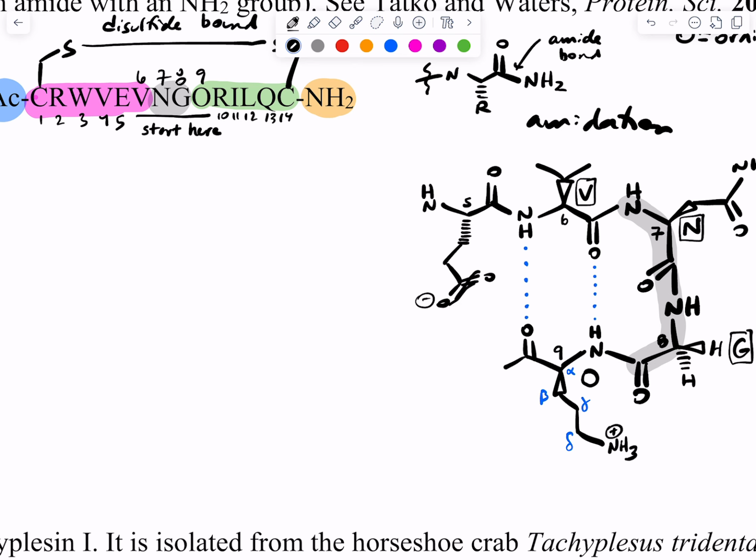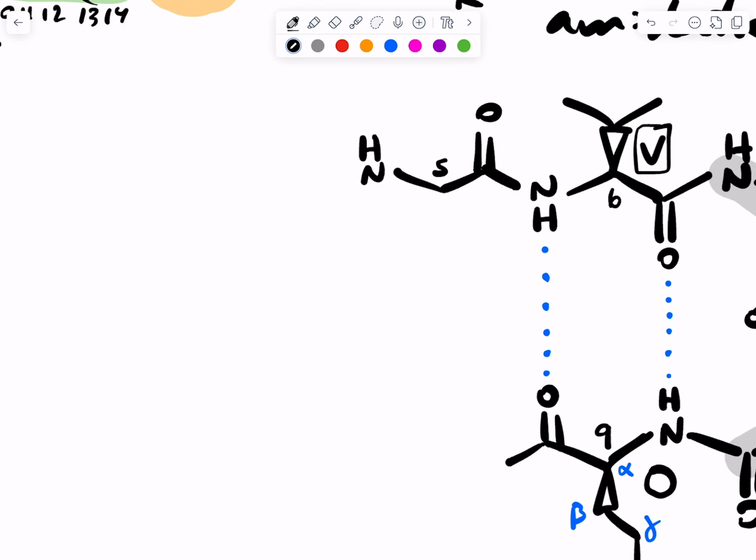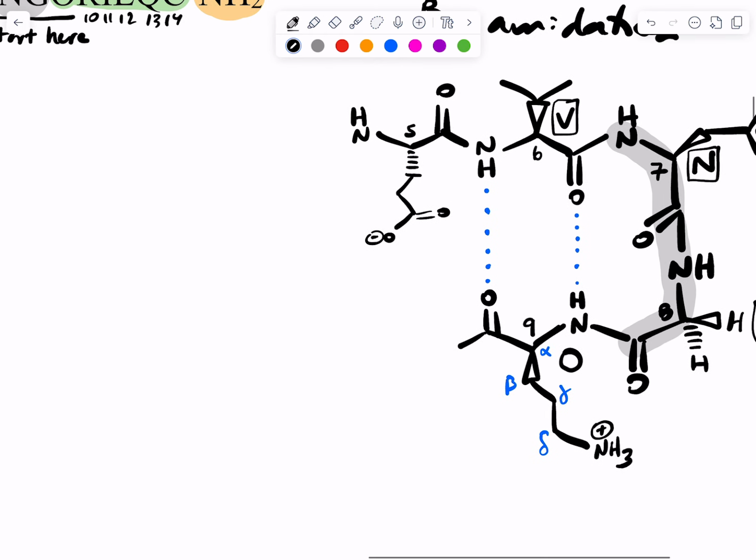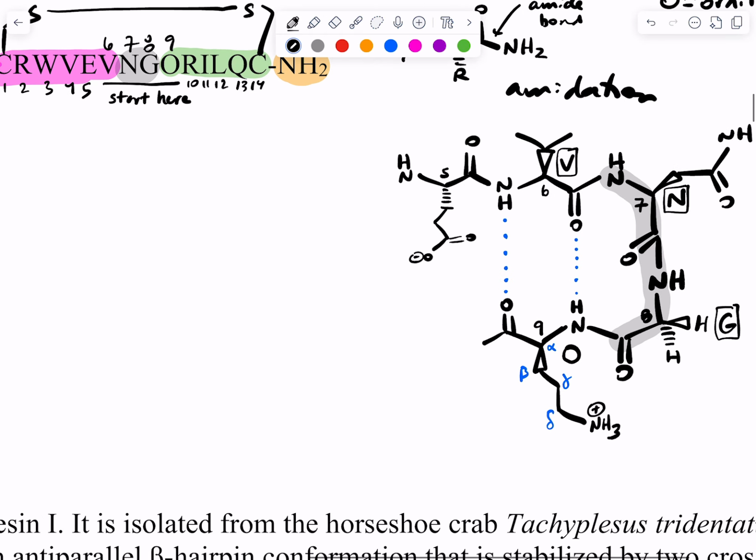And I'm going to need to make a little space for that glutamate side chain. You can sort of do this how you want. I'm going to need to draw it smaller than that. Beta, gamma, delta. There we go. Let's just do it one strand at a time.